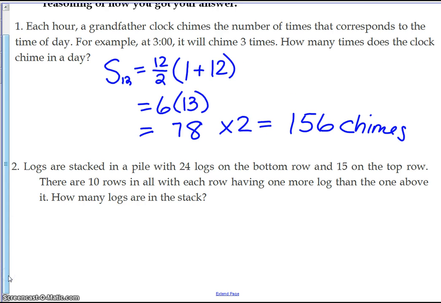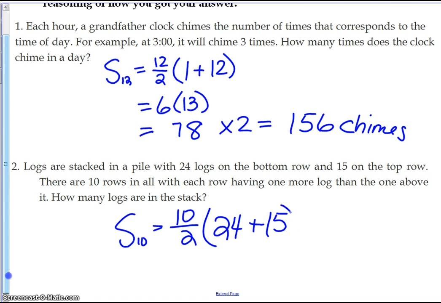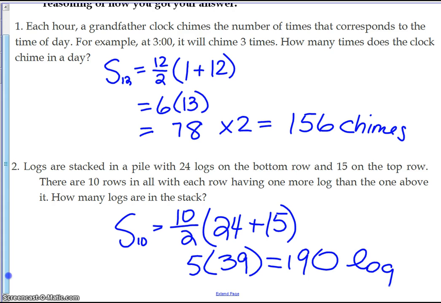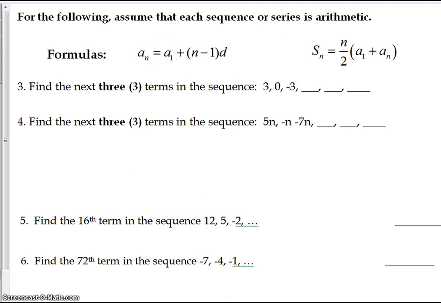In 2, logs are stacked up in a pile. There are 24 logs in the bottom row, 15 on the top, and there are 10 rows in all. We want to know the sum of all the logs in all 10 rows. On the first one, there's 24, and on the top one, there is 15. So really our problem becomes 5 times 39. 5 times 39 is 195 logs is what we're talking about there.